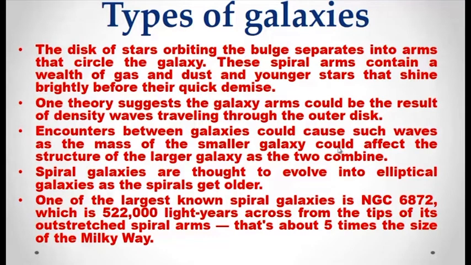One astronomical theory suggests that galaxy arms could be the result of density waves traveling through the outer disk. From the center disk, density waves travel to the outer disk, so that the spiral galaxy could have been formed. Collisions and encounters between galaxies could also cause such waves, as the mass of the smaller galaxy could affect the structure of the larger galaxy as the two combine.